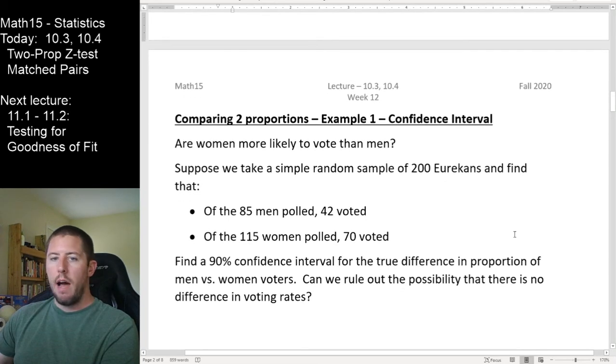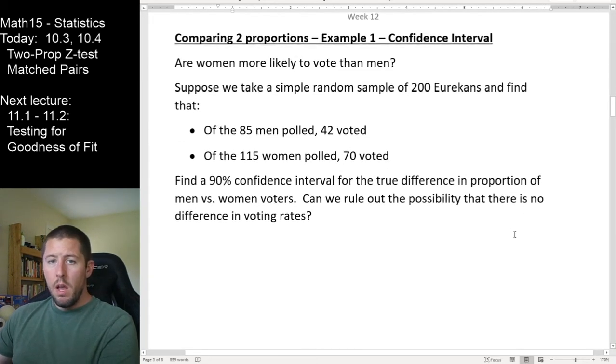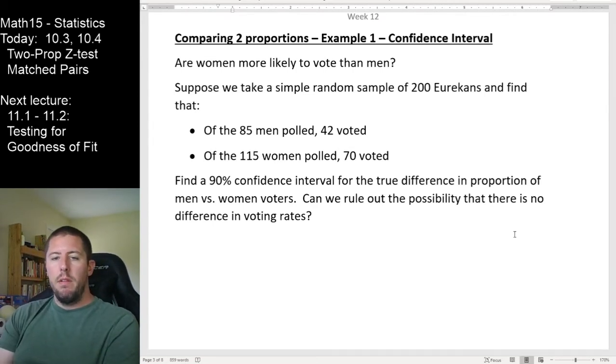Example 1, a confidence interval. Our question here is, are women more likely to vote than men? Suppose we take a simple random sample of 200 Eurekans, and we find that of the 85 men polled, 42 voted, and of the 115 women polled, 70 voted. We'd like to build a 90% confidence interval for the true difference in proportion of men versus women voters.